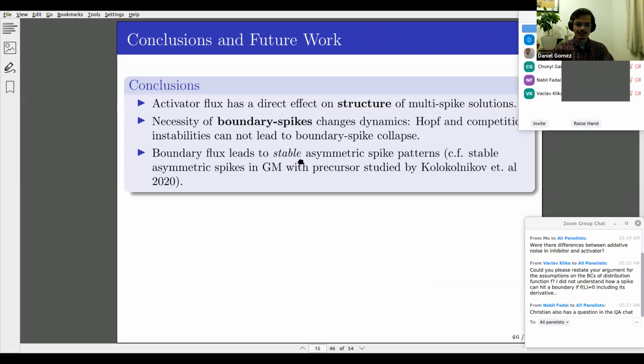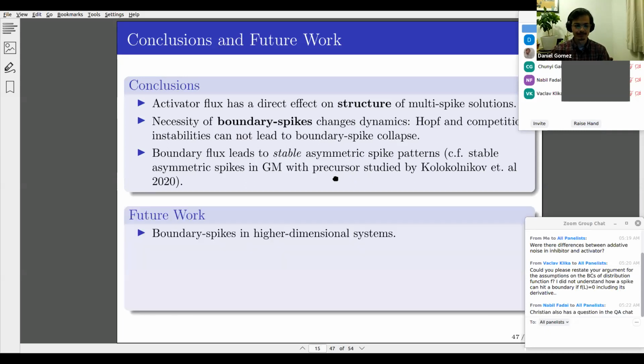And we encounter these stable asymmetric spike patterns, which are in contrast with the types of spike patterns in the Gierer-Meinhardt model. I will comment that there's a recent paper by Kolokolnikov and others which showed that you can also get stable asymmetric patterns when a spatial heterogeneity is introduced. There are a lot of future directions this can be taken.